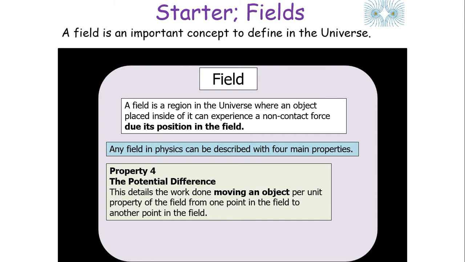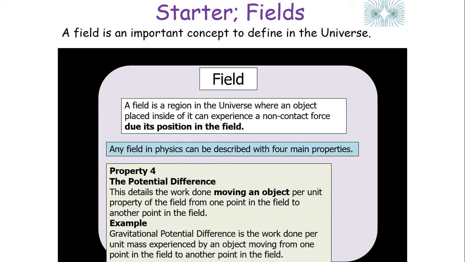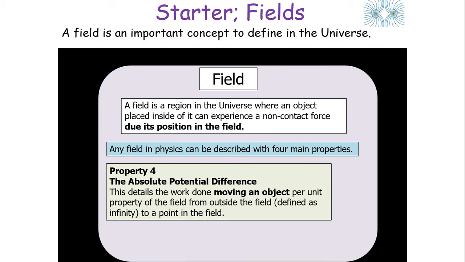Property 4 is the potential difference. This details the work done moving an object per unit property of the field from one point in the field to another point in the field. For example, the gravitational potential difference is the work done per unit mass experienced by an object moving from one point in the field to another point in the field.